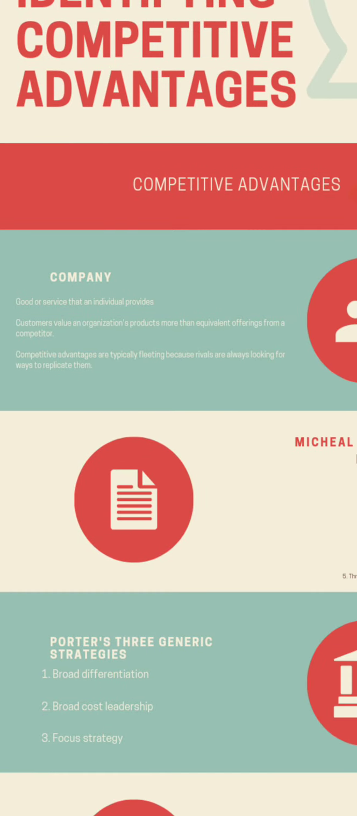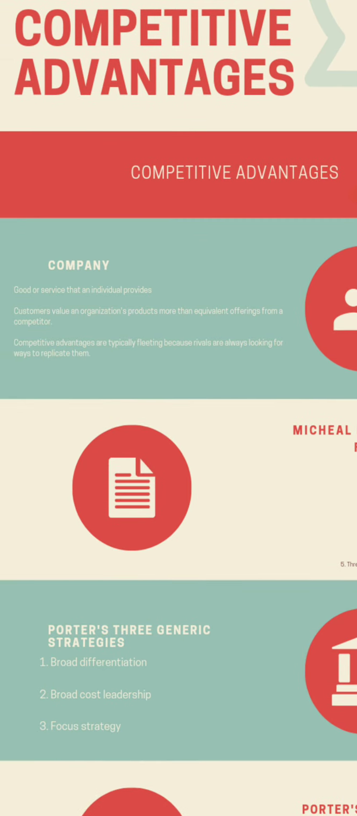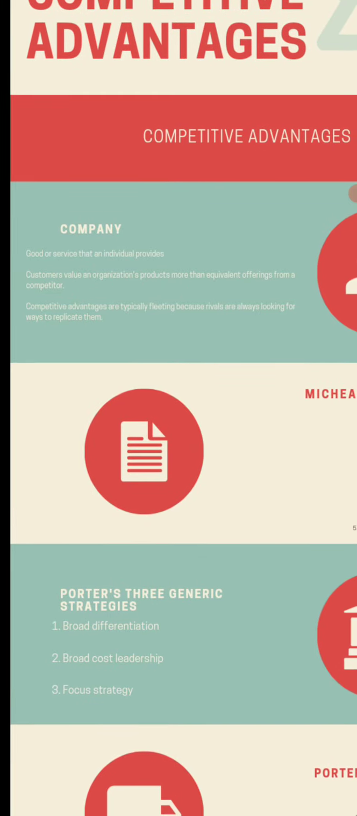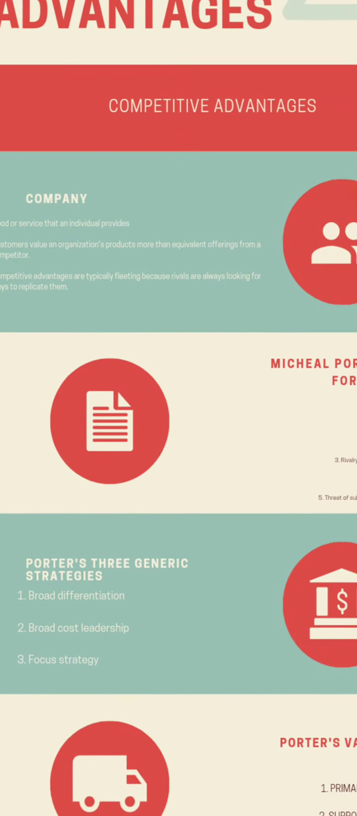Okay, the first one is company. Company is a good or service that an individual provides. Customer value and organization products more than equivalent offerings from a competitor. Competitive advantages are typically fleeting because rivals are always looking for ways to replicate them.